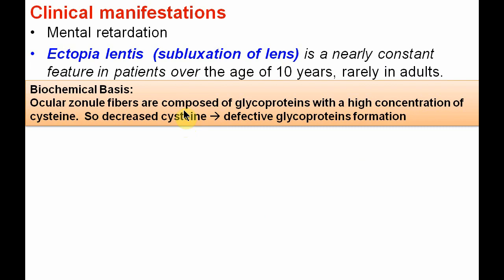Ocular zonule fibers are composed of glycoproteins with a high concentration of cysteine. So a decrease in cysteine level will lead to defective glycoprotein formation, as with the deficiency of cystathionine beta synthase there is no formation of cysteine. So decreased cysteine will lead to defective glycoproteins, which are very much required for ocular zonular fiber formation. This displaces the lens. So this is the biochemical basis behind ectopia lentis.